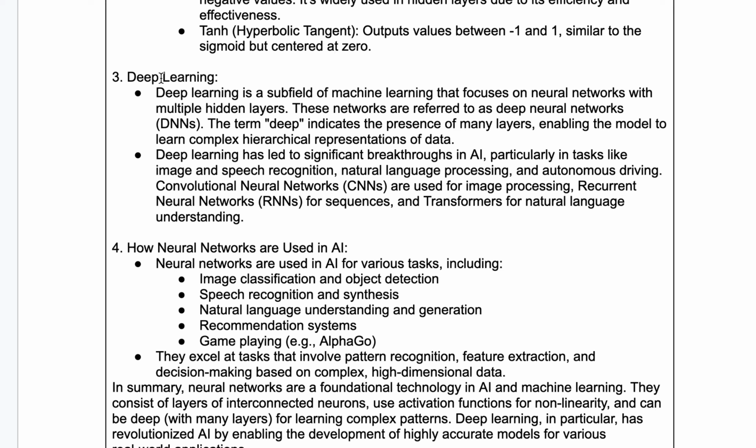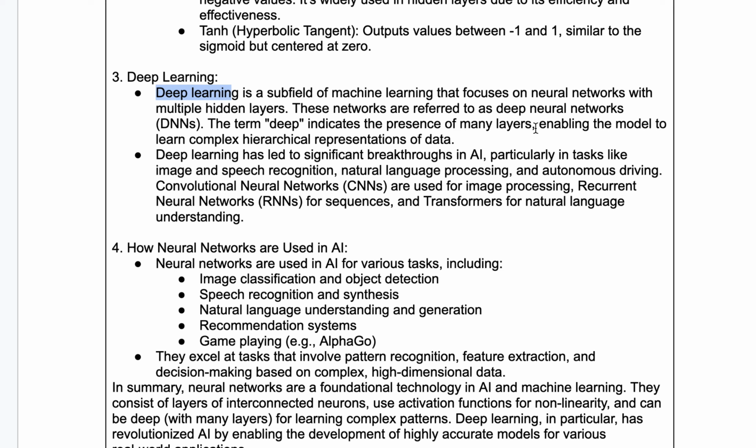Now let's talk about deep learning in general. It's a subfield of machine learning. So again, we have AI as the biggest circle. Inside AI, we have machine learning. And inside machine learning, we have what we call deep learning. It is a subfield of machine learning, and it focuses on neural networks with multiple hidden layers.